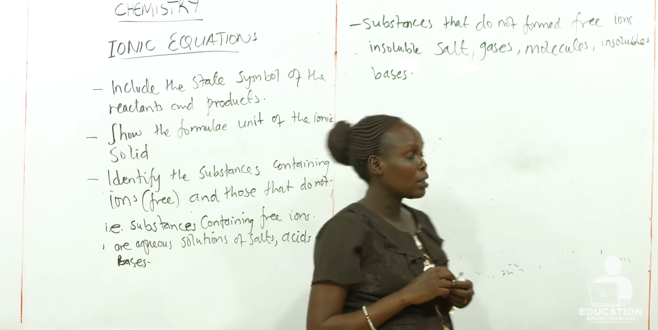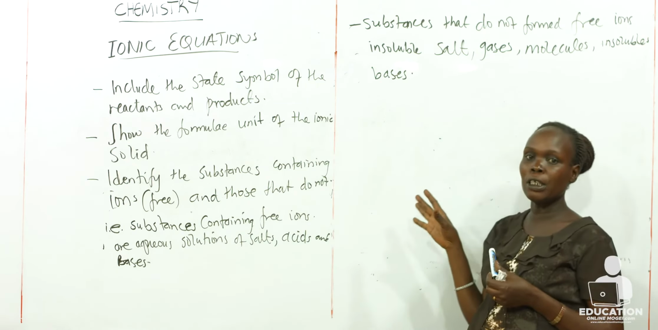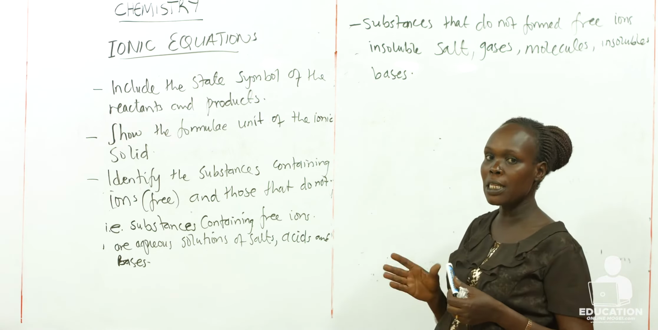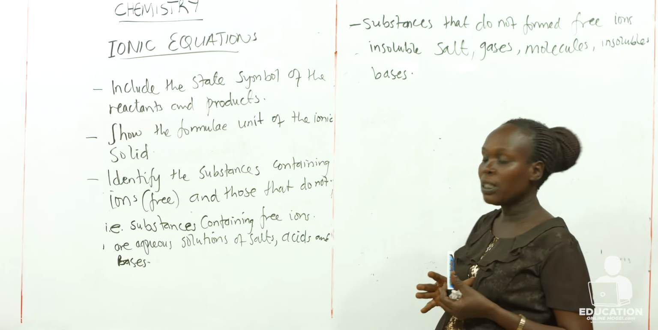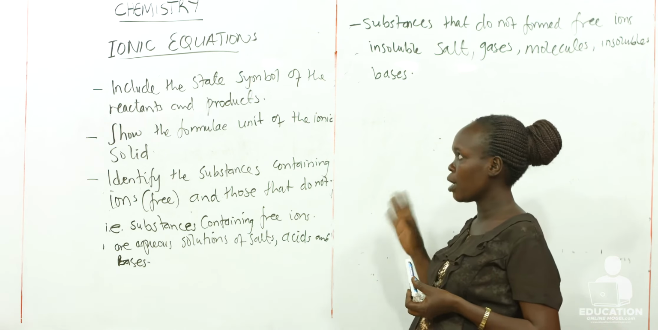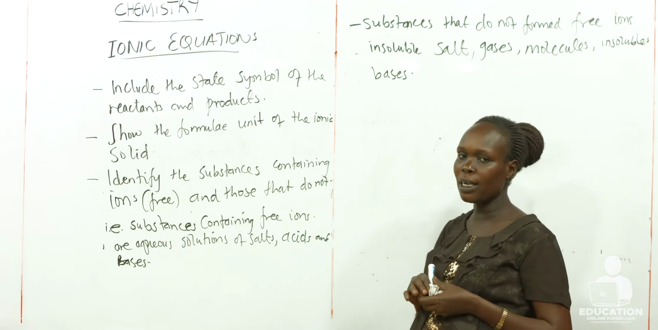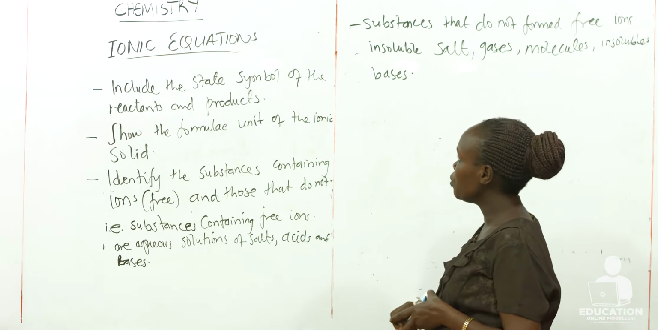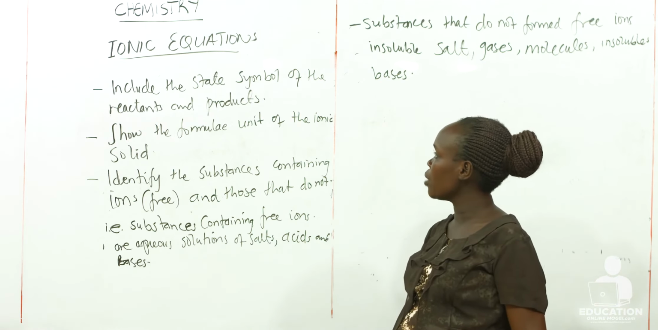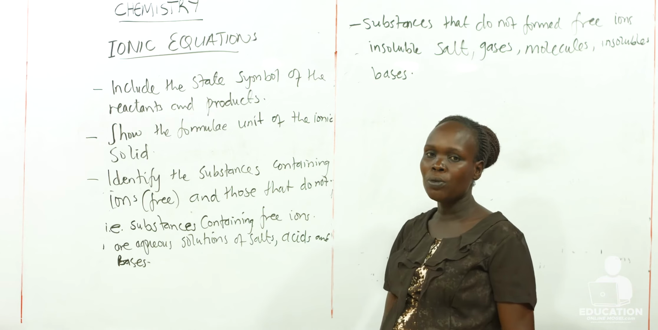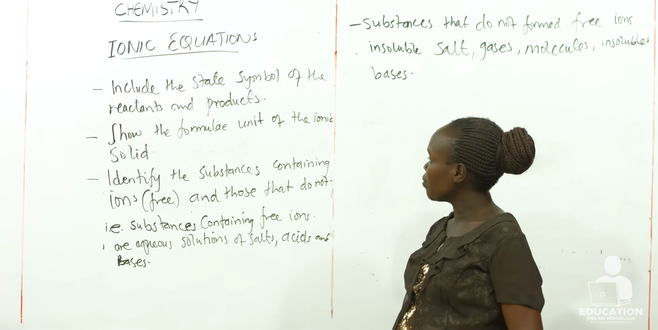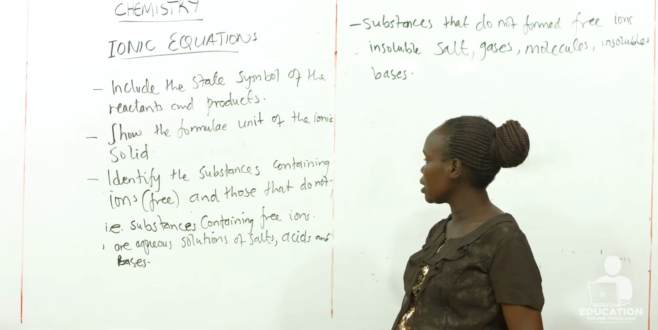So these are the substances which, when you dissolve them in a solvent, will not form free ions. You have to identify them when you're dealing with free ionic equations. The ionic equation is not so easy to equate, but you need to go through the steps to know where to get those ions which can move freely in an aqueous solution. So here we identify the substances containing free ions and those that do not.